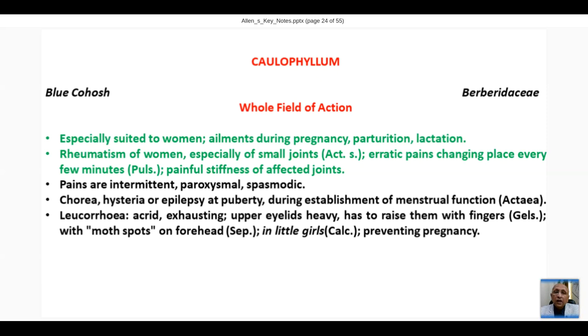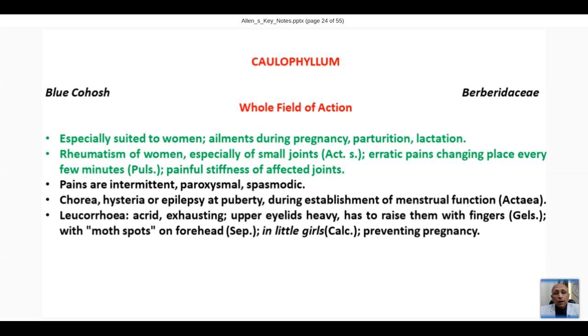Upper eyelids heavy, so as to have to raise them with the fingers, like Gelsemium. It is one of the common indications of the disease. Anyone knows? It is myasthenia gravis, where drooping of eyelids happens. But it is common to Gelsemium. Yes, definitely Gelsemium. With moth spots on the forehead. What are moth spots? We leave these words. We never understand this. Moth spots are like chloasma, brownish pigments, or butterfly-like pigments on the face or forehead.